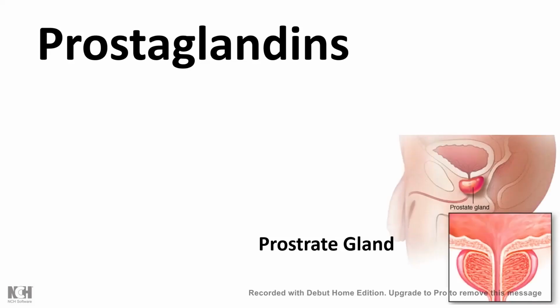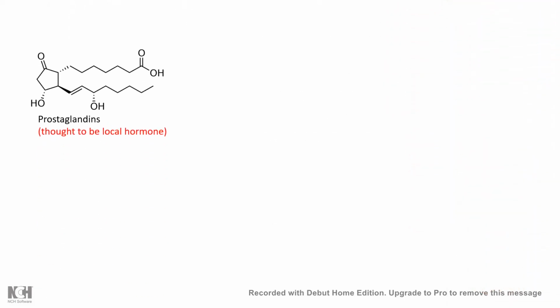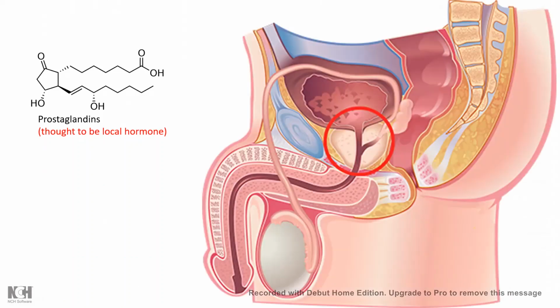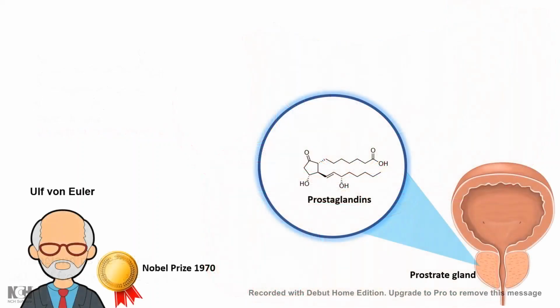Right, you're thinking about the prostate gland, some kind of secretion coming from the prostate gland. And you're right. Prostaglandin was earlier thought to be a hormone secreted from the prostate gland. Prostaglandin was first isolated from the prostate gland secretion, and hence it is named prostaglandin. One Swedish scientist, Ulf von Euler, got the Nobel Prize in the 1970s for the discovery of prostaglandins.